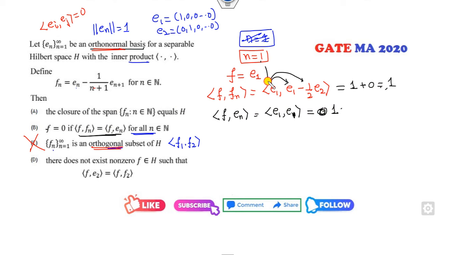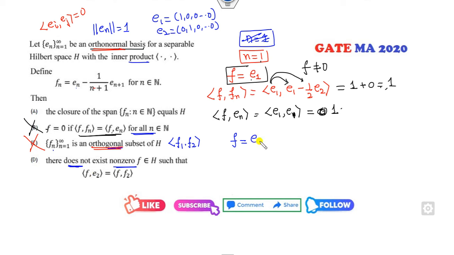But F is my E1, F is non-zero. But he said that 0 is also the wrong statement. Now look at this. There does not exist a non-zero F such that ⟨F, E2⟩ is F of E2. Does not exist a non-zero F. So can you think about any of the F? Okay, look at that. Very simple.